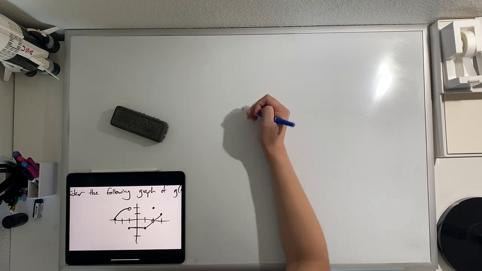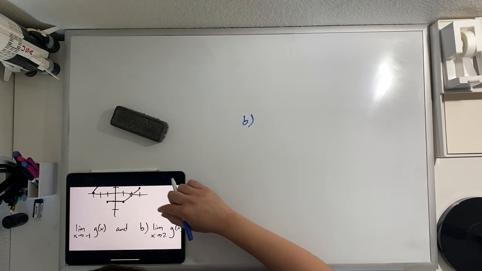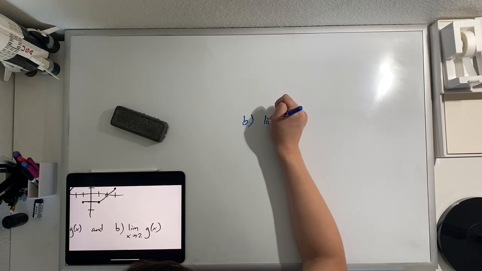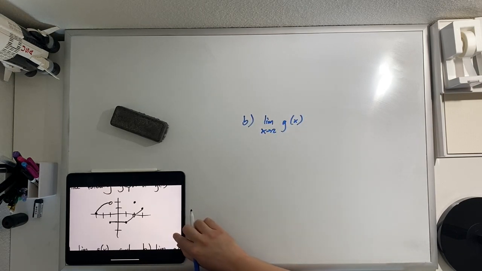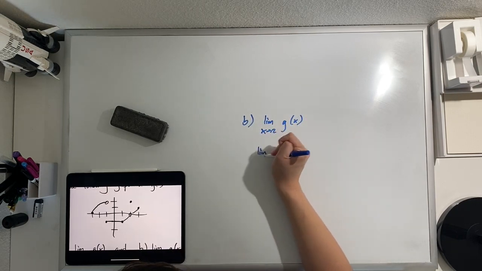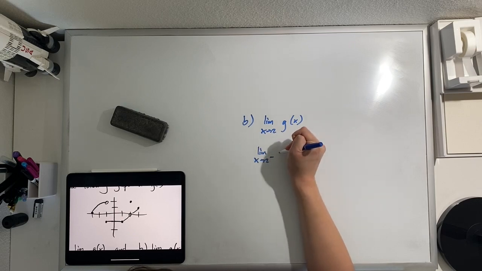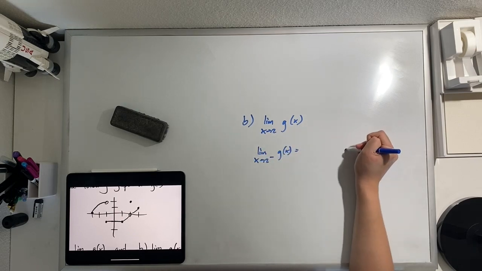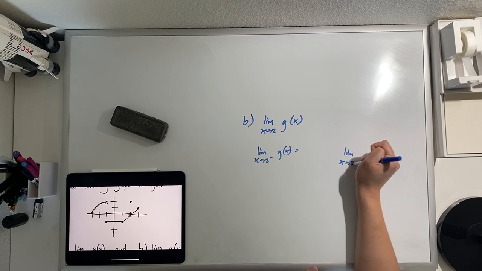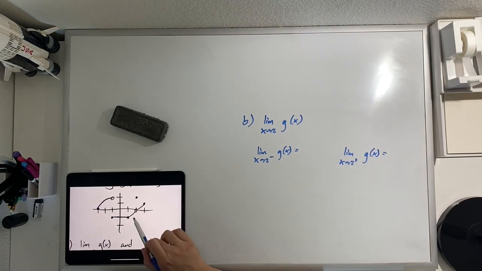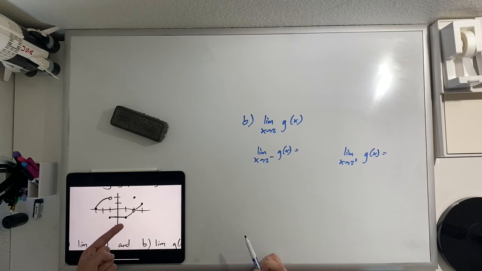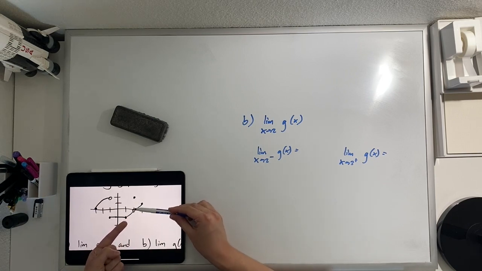Now looking at part B, find the limit as x approaches 2 of g of x. Okay. So it's the same idea. What's the limit as x approaches 2 from the left? And what's the limit as x approaches 2 from the right? Well, as x approaches 2 from the left, we're coming from this direction, and what y value are we getting closer and closer to? We're getting closer and closer to the y value of 0.